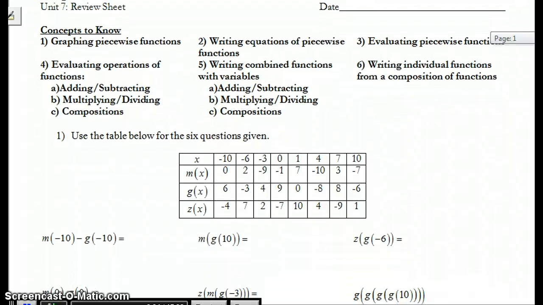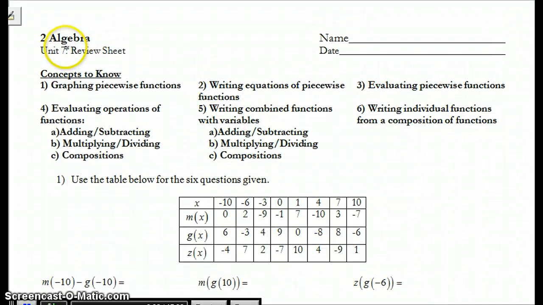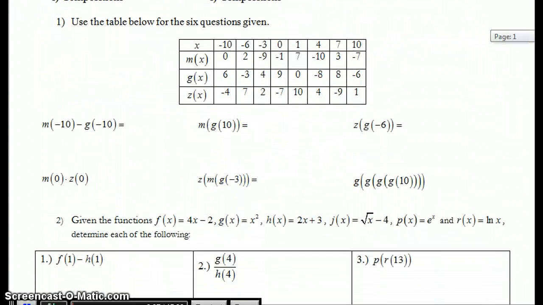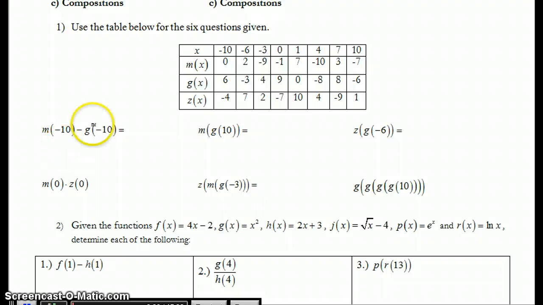These are the solutions to the review sheet for Unit 7. I know it says, sorry, not Unit 7, Unit 8. So first problem, you're given a data table. We're looking for m of -10. So an input of -10 has a value of 0 for m. For g, a value of 6.